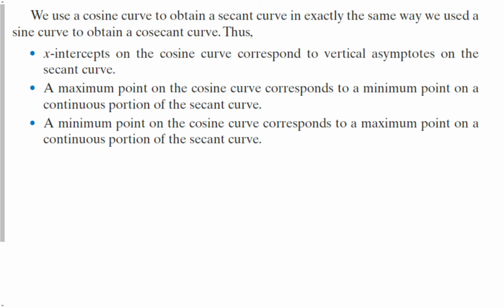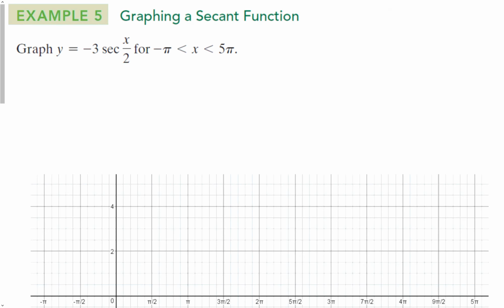Okay. Same idea here for cosine though. Cosine to secant, same thing. X-intercepts turn to asymptotes. Maxes to mins, mids to maxes. Okay. So here's my function that I want to graph. I don't want to start there. It's too much of a pain. So here's what I'm going to do. I'm going to graph this. Y is equal to -3, secant turns to cosine, x over 2.